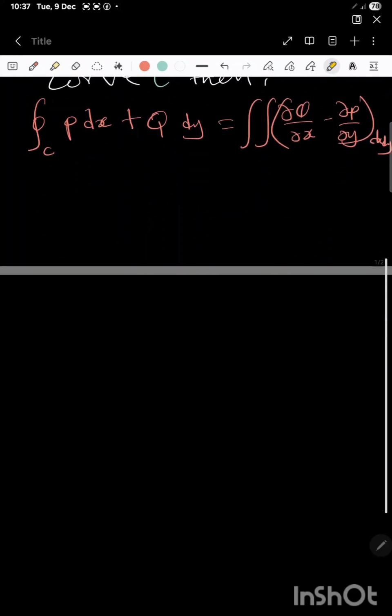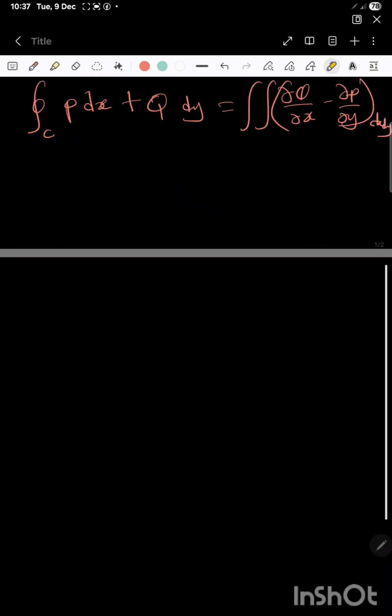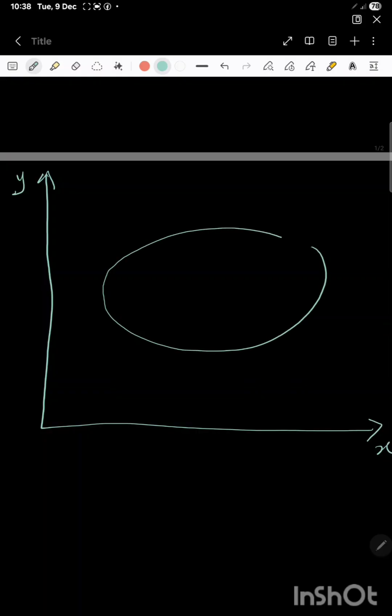Alright, to prove Green's theorem, I'm going to draw a diagram where I'm going to illustrate how Green's theorem operates. So allow me to draw the diagram here. I have this and this. Remember, this is the x-axis and this is the y-axis, and then I'm going to draw an ellipse. So I'm going to draw it like this, like that. So that's an ellipse that I've drawn.